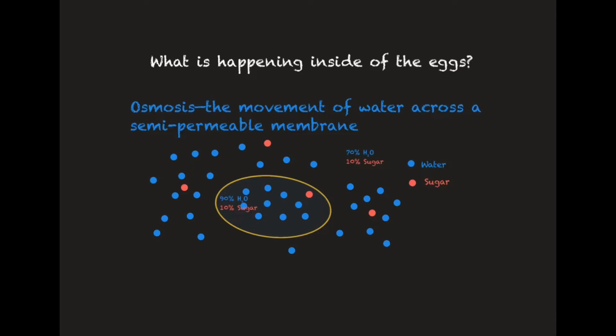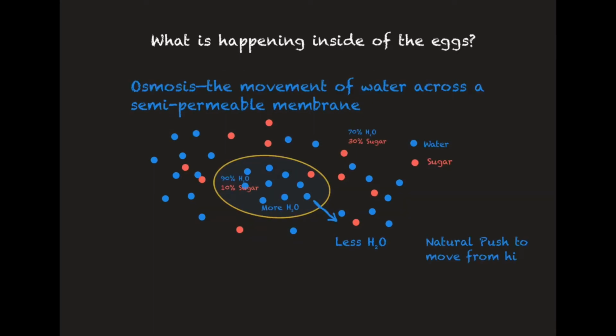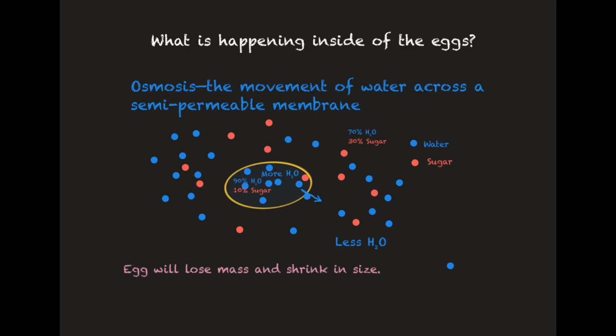What if we place the egg in a solution that has more sugar than 10% and less water than 90%? So we have less water outside of the egg and more water inside. Water always moves from regions of high concentration to low concentration. So we would expect the water to move out of the egg, and consequently the egg would lose mass and shrink in size. This type of solution would be called a hypertonic solution, and the prefix hyper means more.